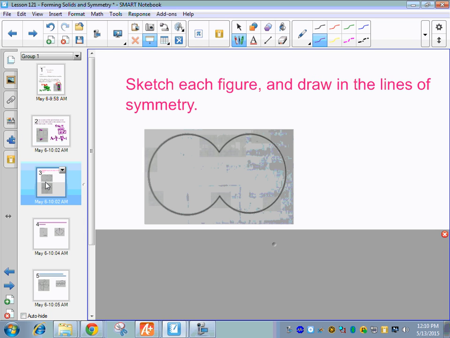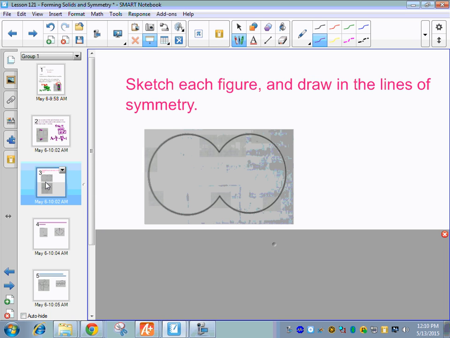All right, now let's talk about symmetry. So sketch that lovely thing. Okay. So symmetry, anybody know what symmetry means? Can anybody tell me? What do you guys think? Morgan? Yes. Good. Mirror image, or if you fold it in half, it's exactly on top of each other. Exactly on top of each other, right?